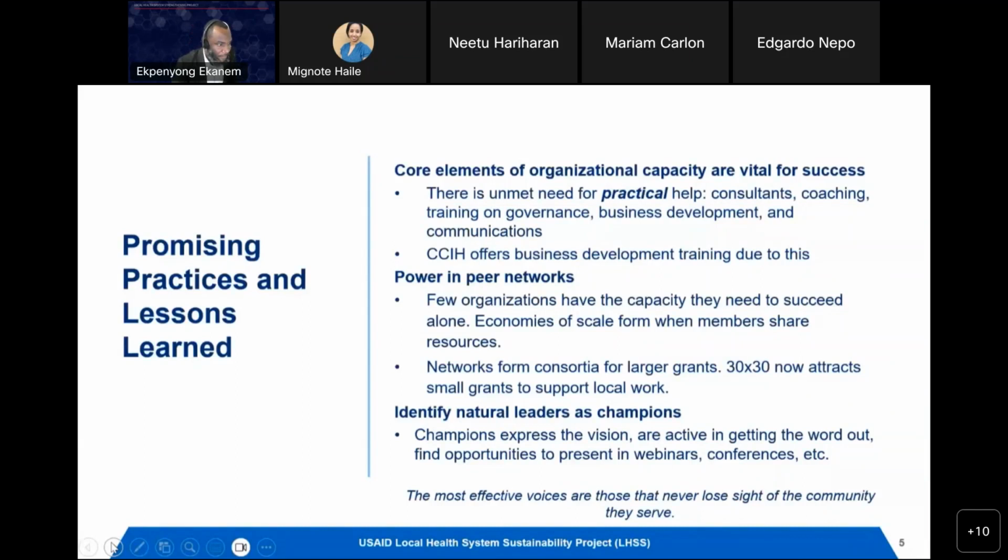And finally, there needs to be a clear champion who's committed or driven to scale. We see natural leaders step up, who see the vision and bring together partners and resources. We've also seen the downside of a single person when a few organizations have discontinued commitments, largely because of restructuring to move the champion out of their role. For this last point, we think it's important to remember that whoever is the champion must never lose sight of the community. The most effective voices are those that never lose sight of the community that they originally served. Thank you.